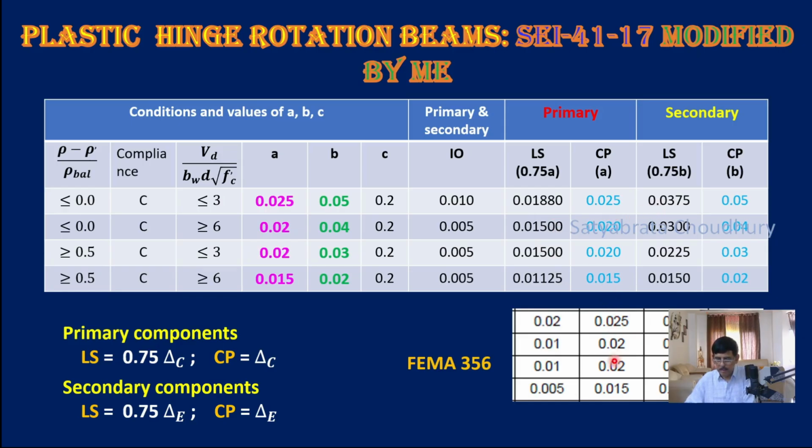CP is exactly same here. LS is a bit different in the ACI document and in the FEMA 356 document. CP is again same here, whatever value, the same value repeating here in the FEMA 356. So users can use this table for making their modeling, etc.